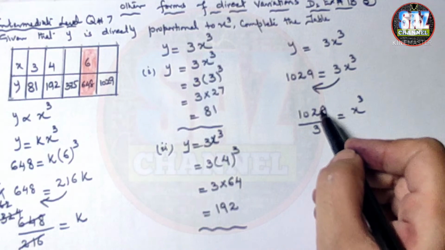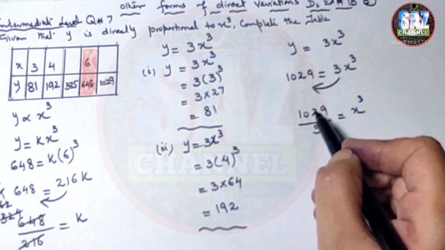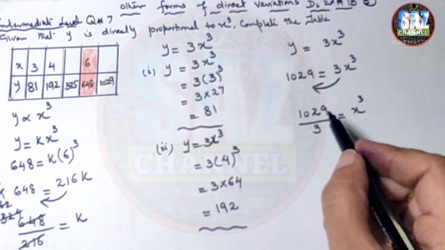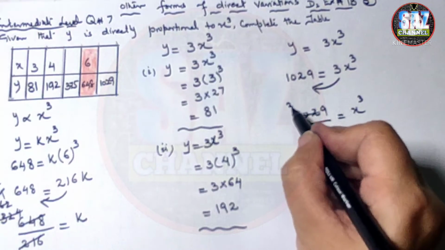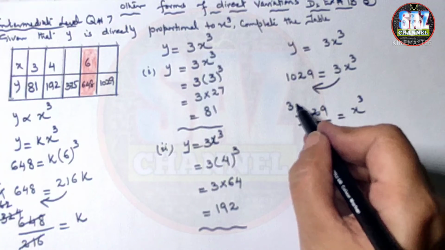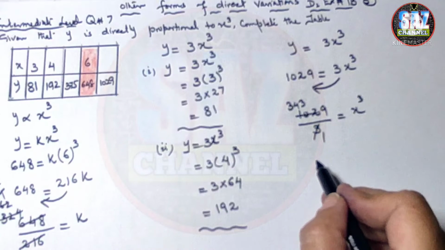Now can we divide this 1029? Let's check it by the test of divisibility. 9 and 2 is 11, and 1 is 12. Yes, we can divide this. 3 ones are 3, 3 threes are 9, 3 fours are 12, and 3 threes are 9.